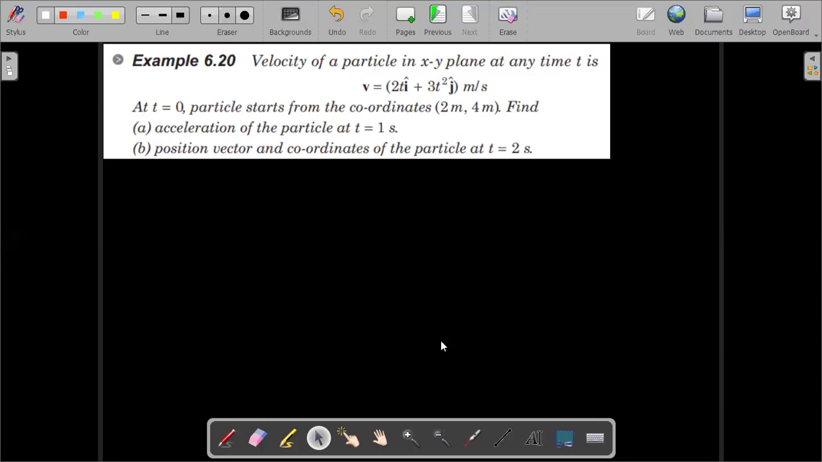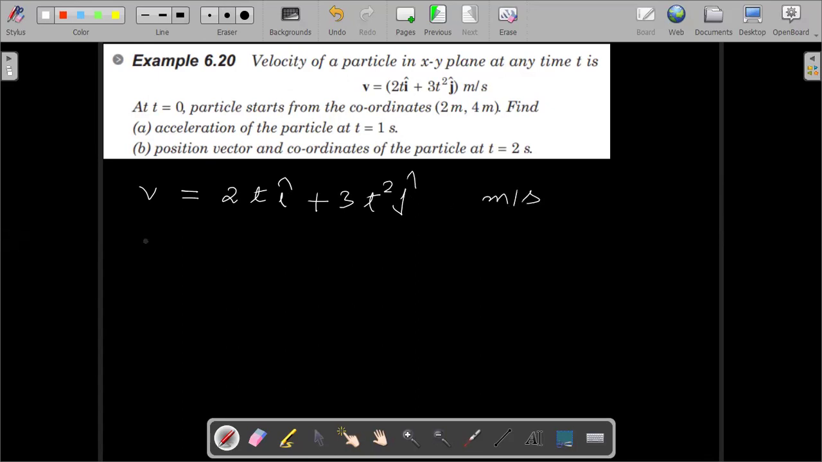Sir, can I use the first equation, sir? Yeah, you can use the first equation. No, but how will you use the first equation? See, acceleration is not given. The function of velocity as a function of time is given to you as 2t i cap plus 3t squared j cap. Okay, this is meter per second.